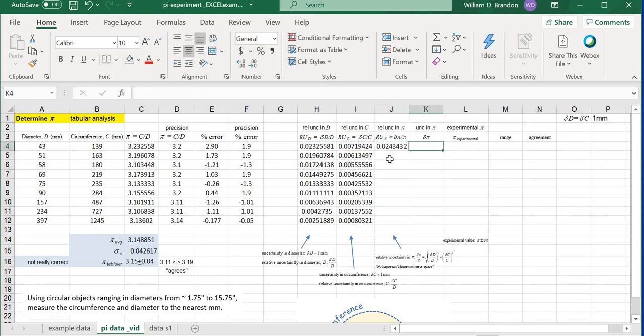And then tab out. There we go. So there's your relative uncertainty in pi. Then we're going to pull that down. Now that's all of them, right? Now see how it went down? The relative uncertainty in pi went down with increasing size.